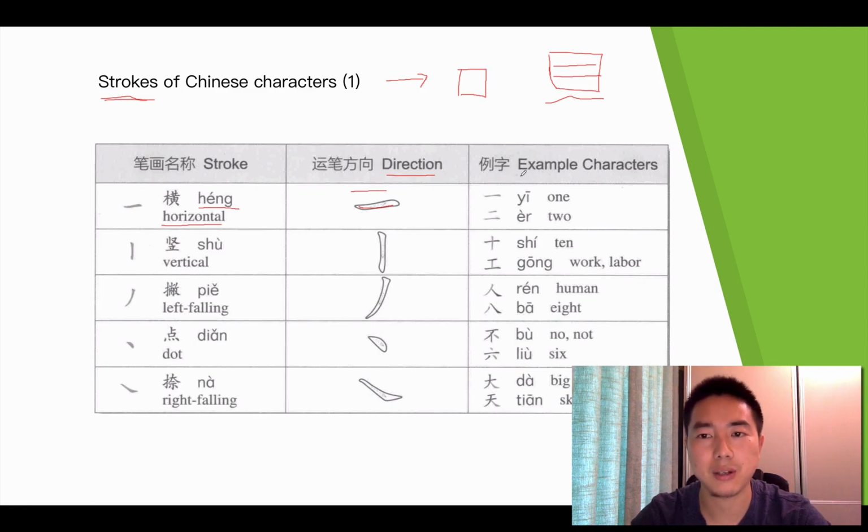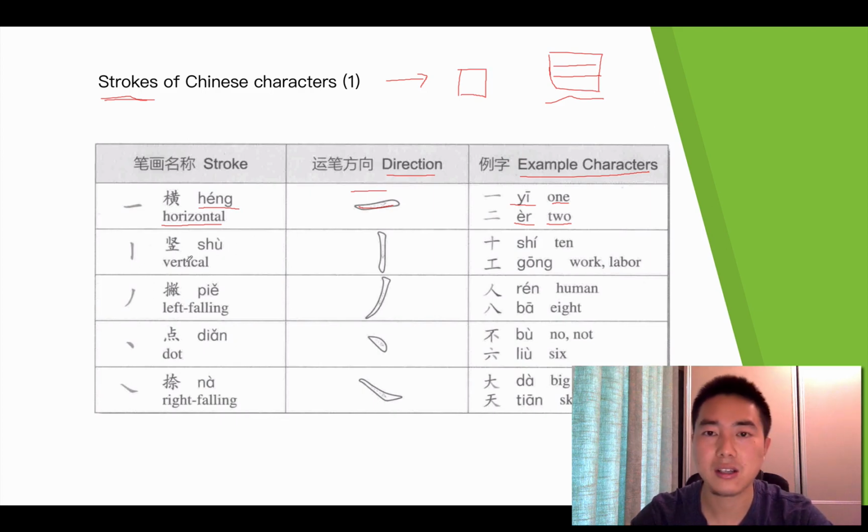So there are example characters. The first one is simple. It's just a 横, just a horizontal. It's called 一 in Chinese, and it means 1. The next one is 2 horizontals, 两横. So it's called 二, it means 2 in Chinese.